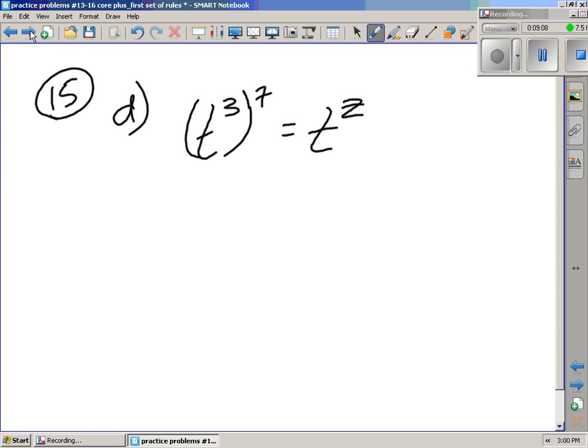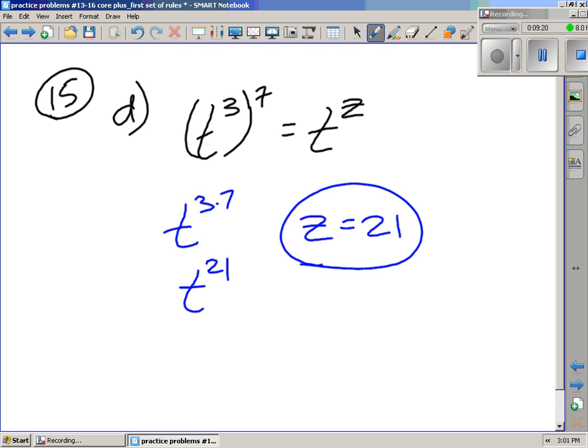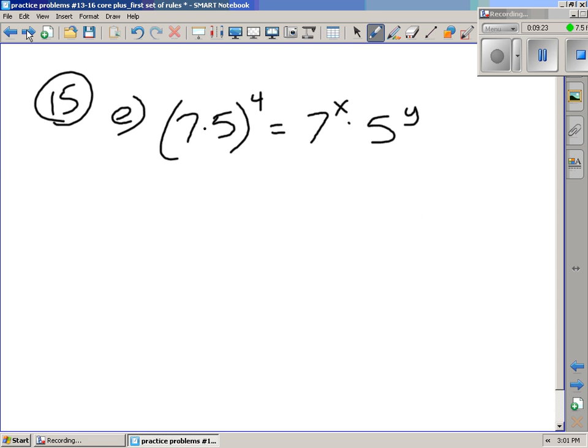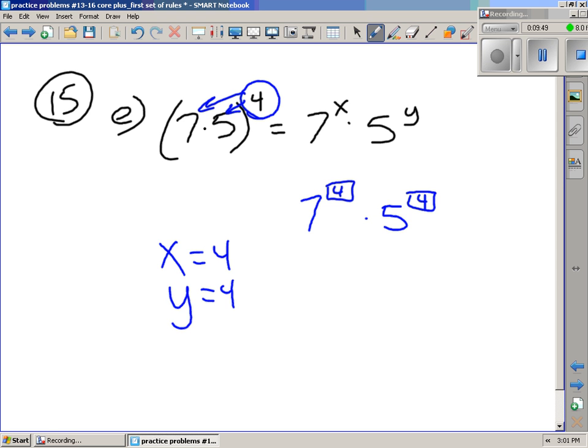Number 15d, again, this is the same rule. Power to a power, you multiply, and you get t to the 21st power. So z must equal 21 for these two statements to be equivalent. 15e, 7.5 to the 4th power. Well, in this case, we have 7 to some power times 5 to some power, and we're using rule 3 where it's power to a group you distribute to each piece. So the 4 goes to the 7 and it goes to the 5. So x must equal 4 and y must equal 4.